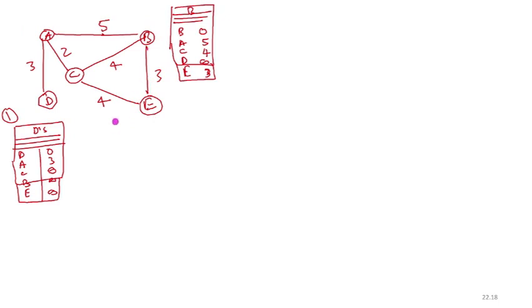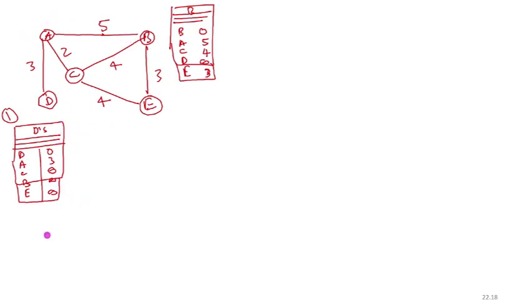Then it will be flooding. Flooding in the sense that each router will be sharing its table with each other. Once it is shared, they will have the knowledge. So suppose D is receiving the tables from each of the nodes.